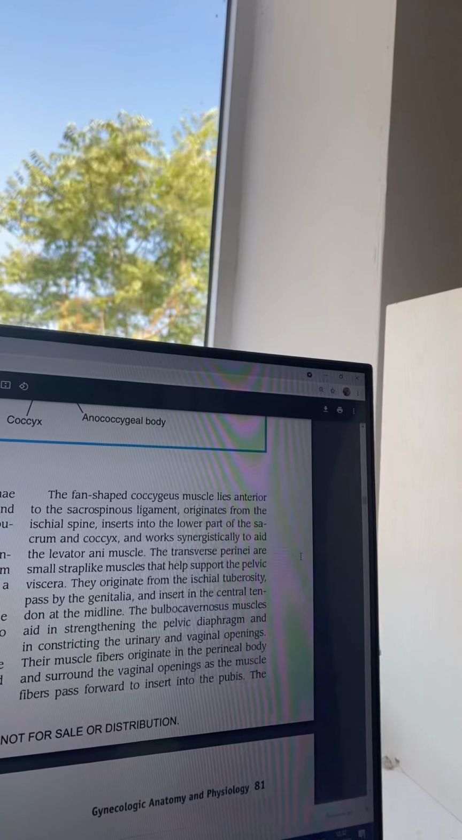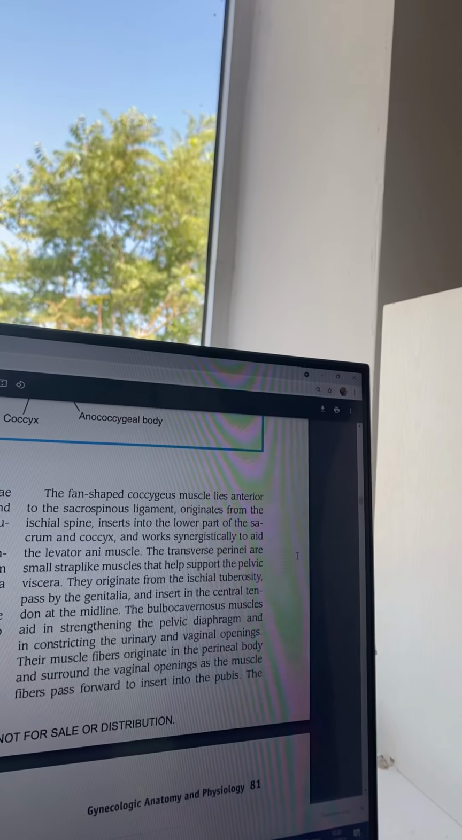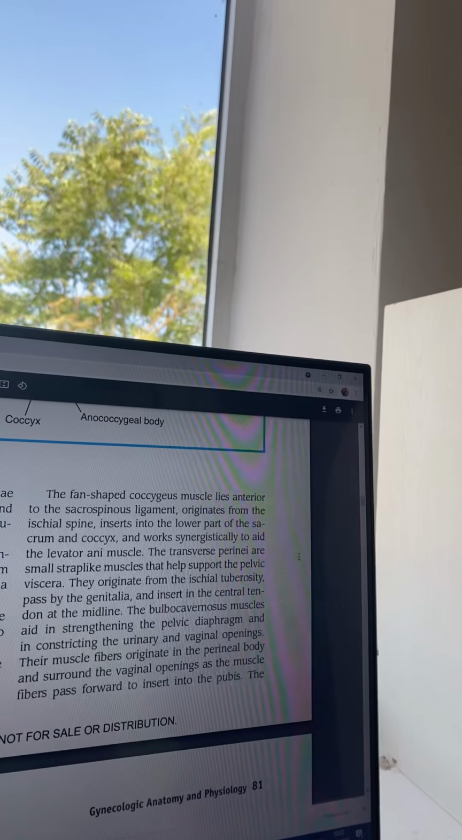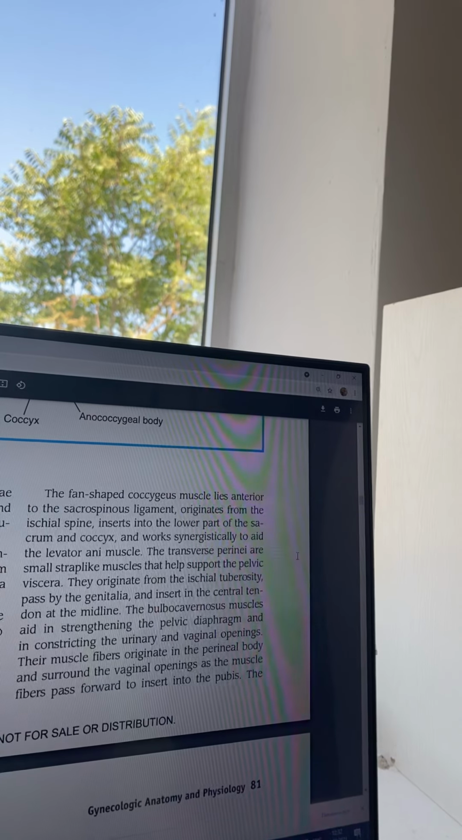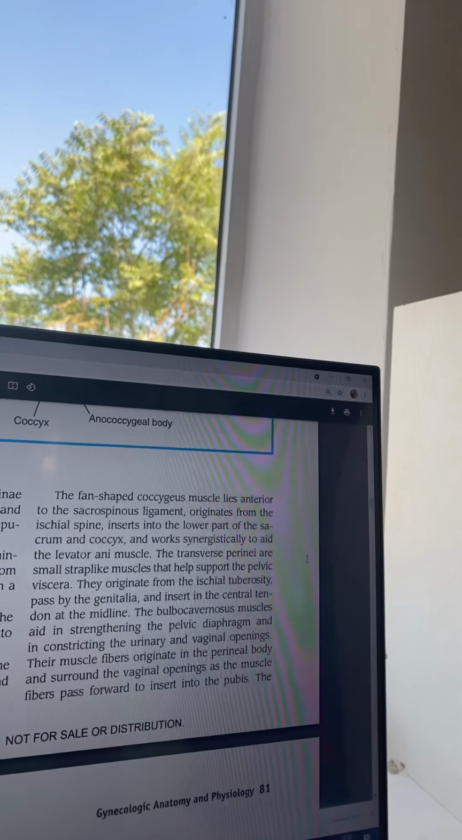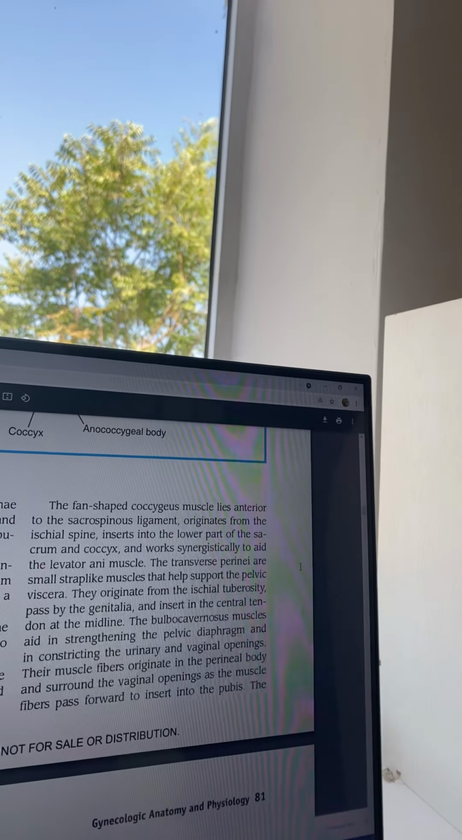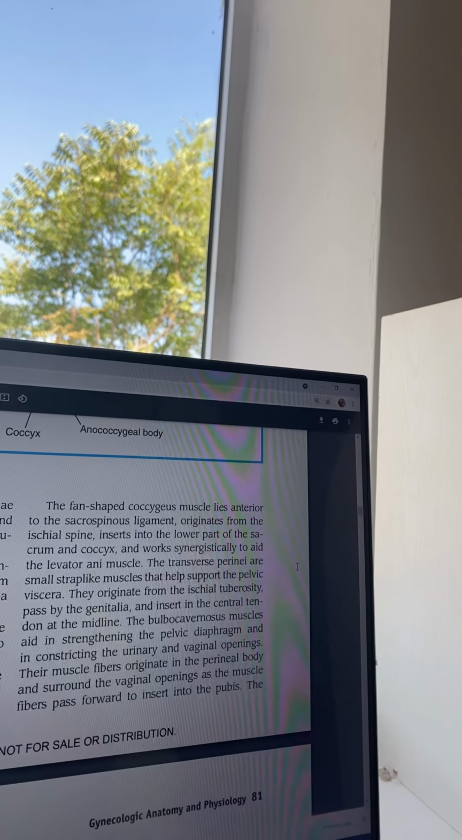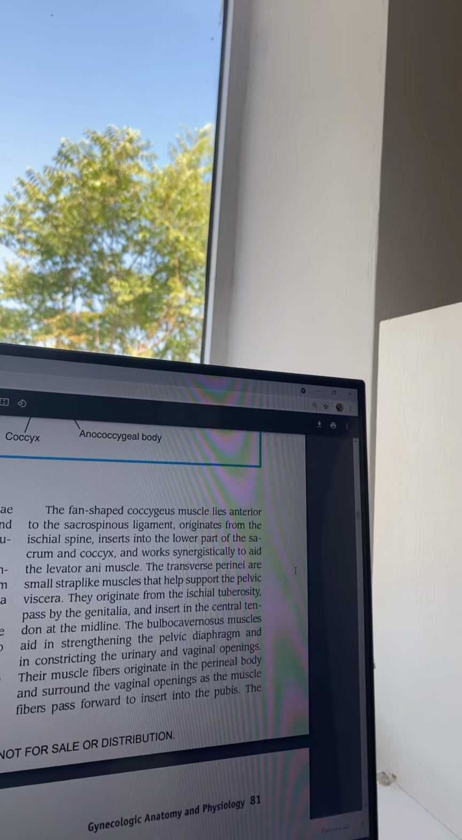The transverse perinei are small strap-like muscles that help support the pelvic viscera. They originate from the ischial tuberosity, pass by the genitalia and insert in the central tendon at the midline.